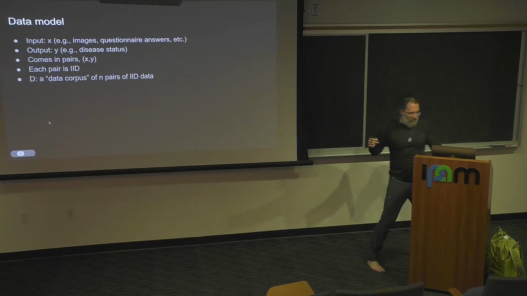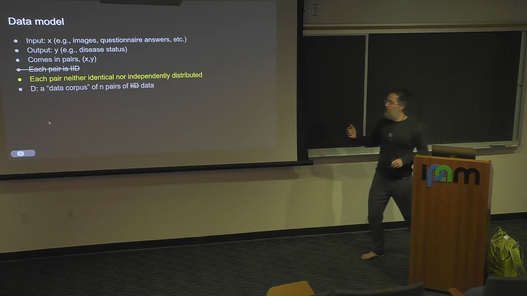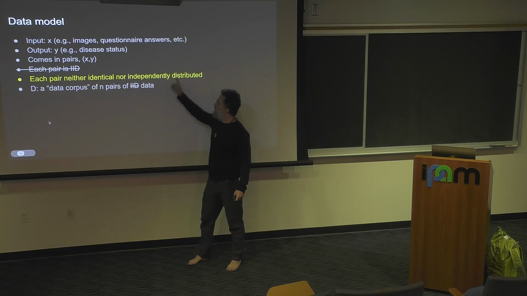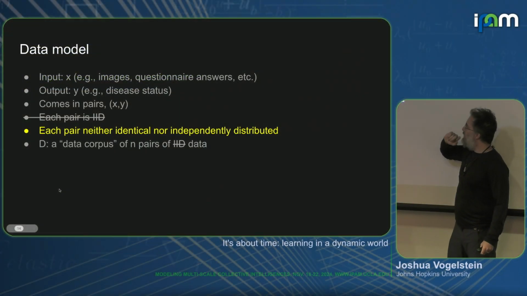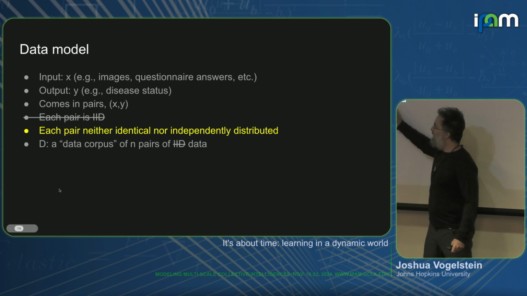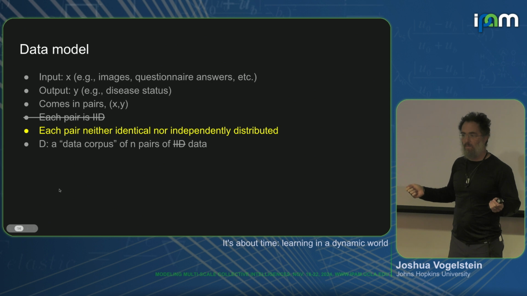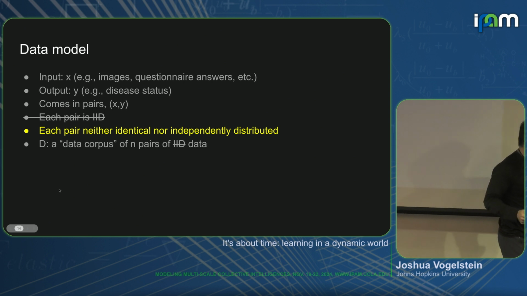Okay, so the first and maybe the biggest change we make is we say that the pairs are neither identically nor independently distributed. So we don't have n pairs of IID data. We have n pairs of data, and it's going to be in a sequence. Okay?